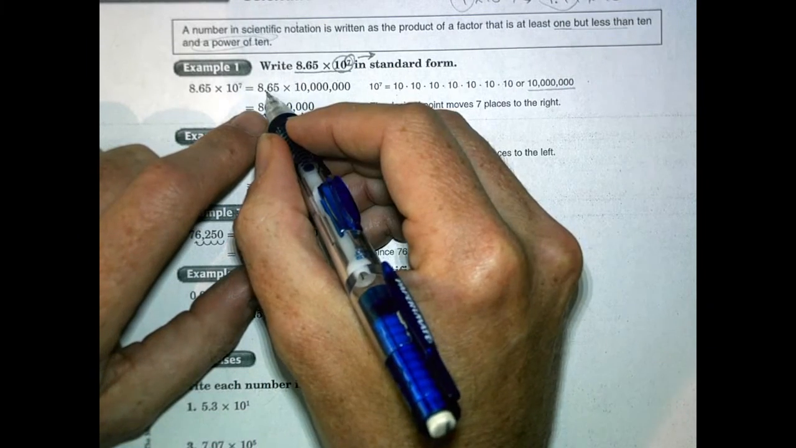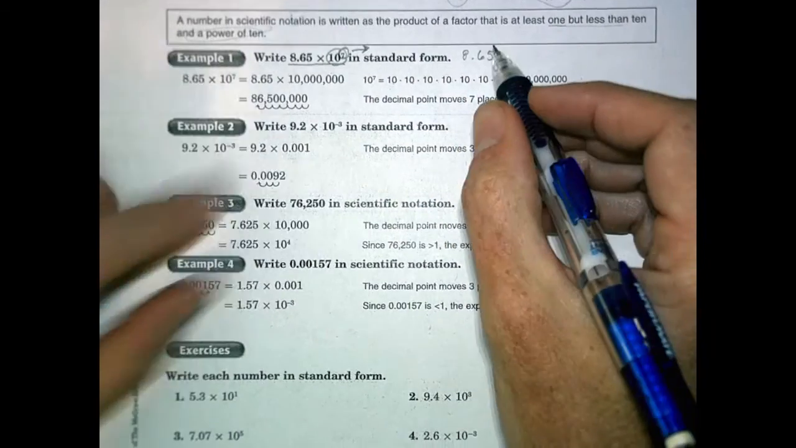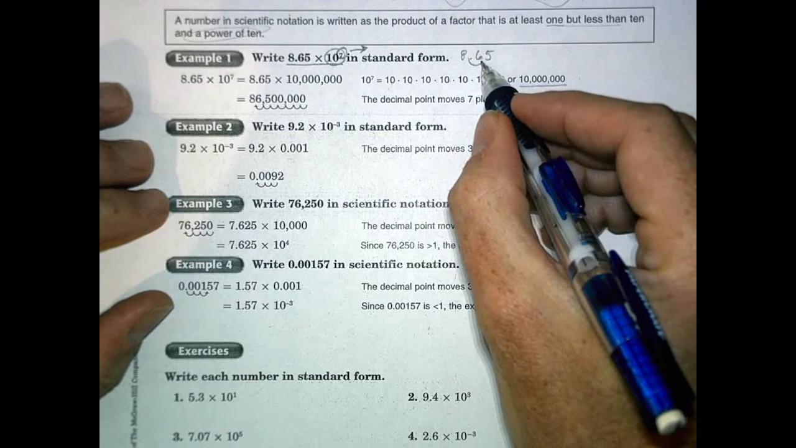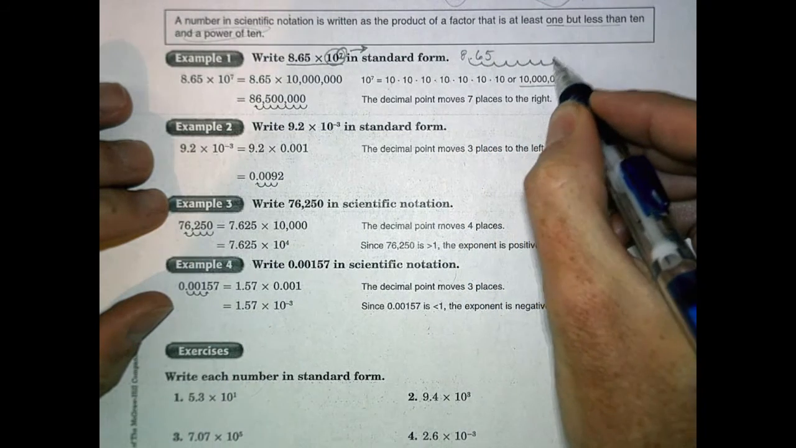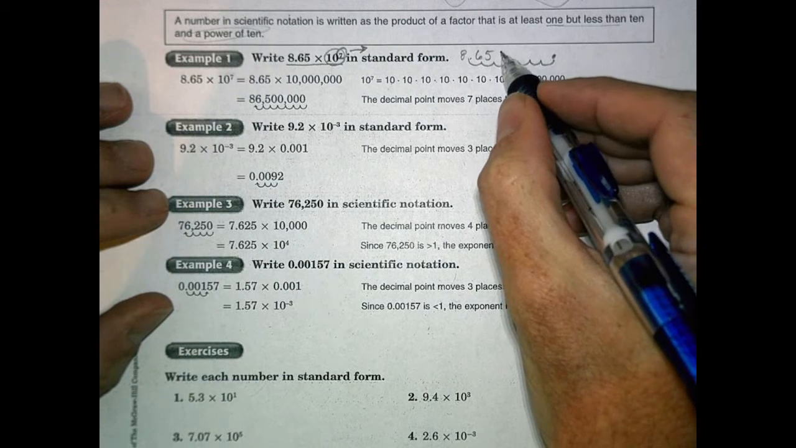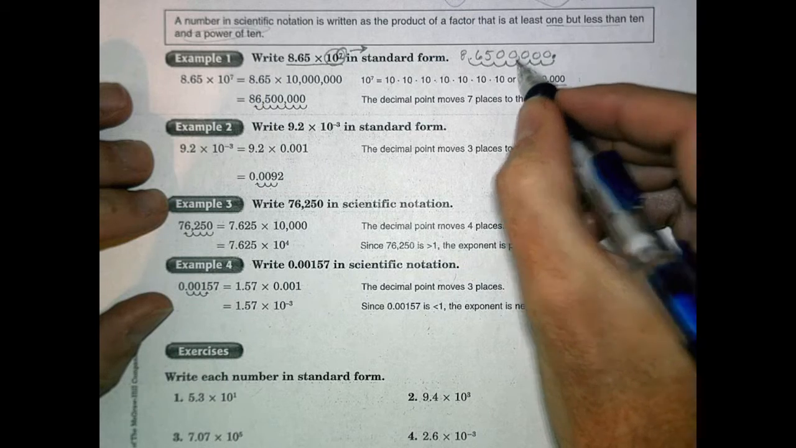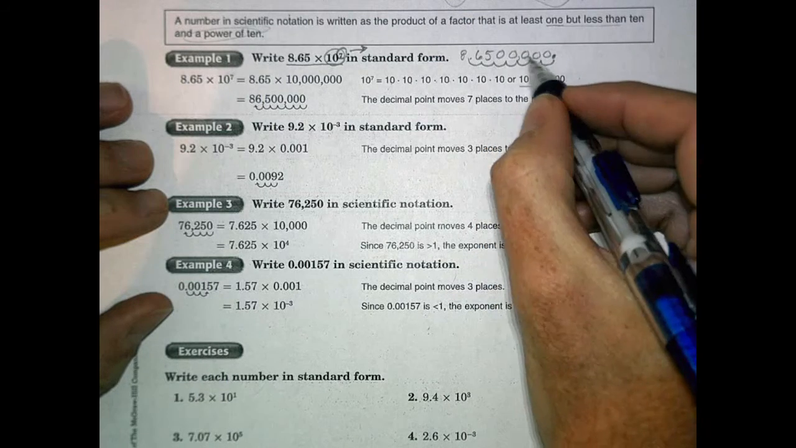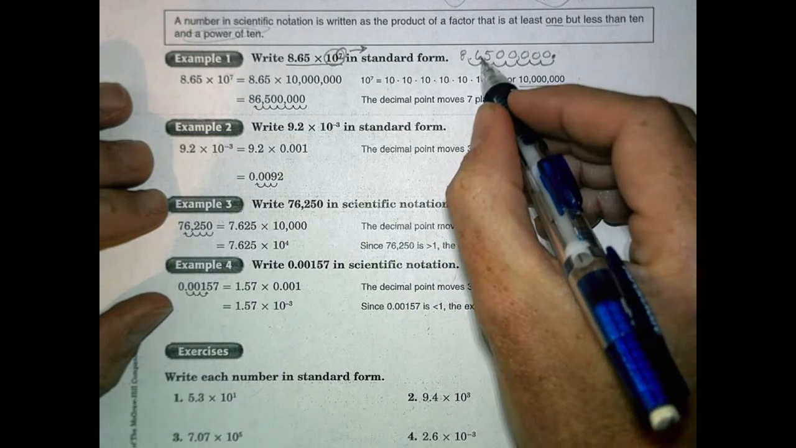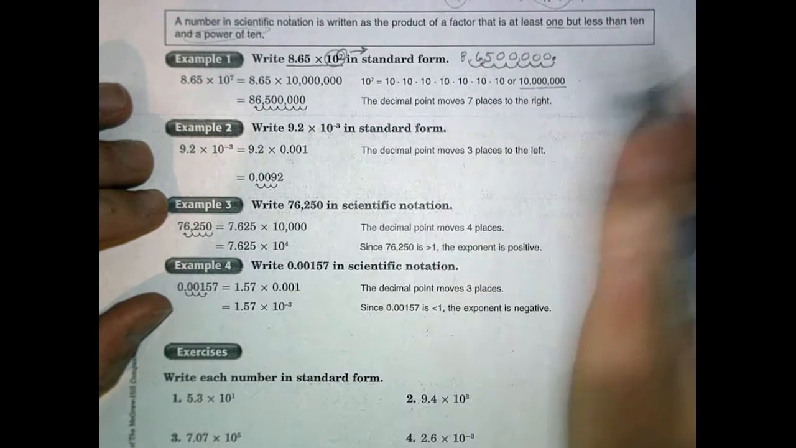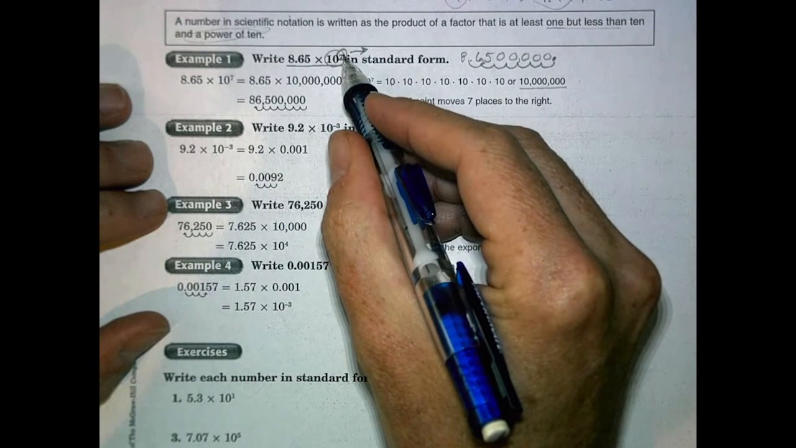So 8.65, I think about it as being 8.65 and moving the decimal 7 times. So 1, 2, 3, 4, 5, 6, 7. Putting the dot there, and then filling in all these spaces with the zeros that we're holding a space of. So you end up with, in this case here, 86,500,000, as you can see right there. Okay, so moving to the right when it's a positive exponent.